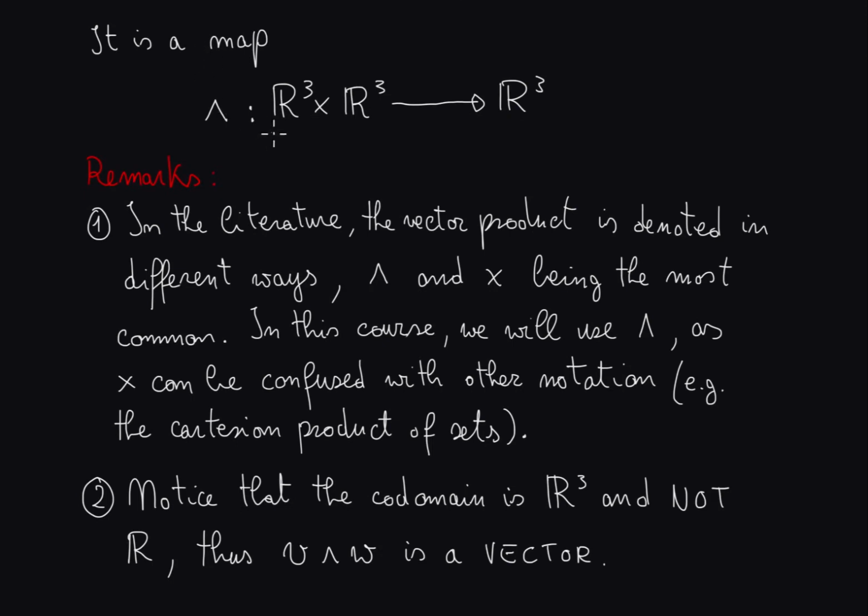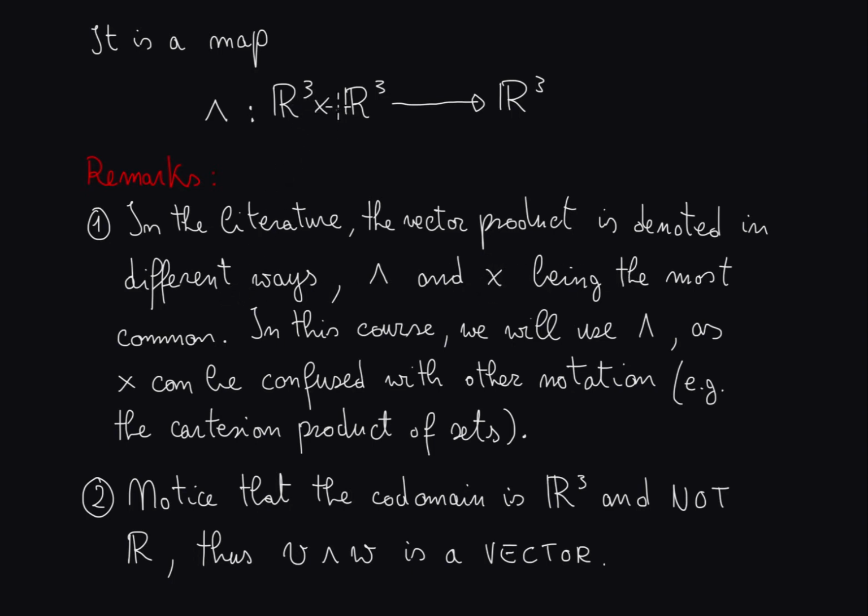It is a map denoted with this kind of wedge symbol that goes from the Cartesian product of R3 by itself and takes values in R3, which means it takes a pair of vectors in R3 and gives back another vector of R3. Remarks: in the literature, the vector product is denoted in different ways. It can be denoted with this wedge, or also with a cross, being the most common.